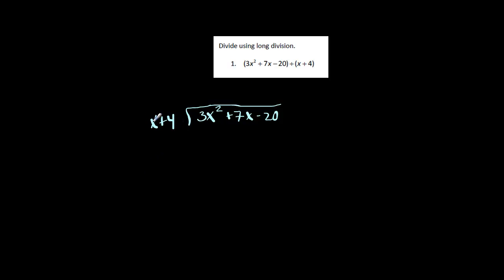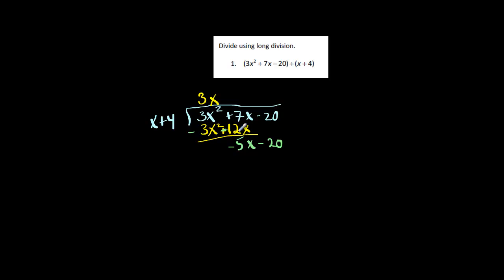So x times what is 3x squared? We have 3x. So then we multiply. 3x times x is 3x squared. 3x times 4 is 12x. Then we need to change these signs down here. So change to a negative, change this to a negative, and add down. So 7x minus 12x is negative 5x. Bring the negative 20 down.